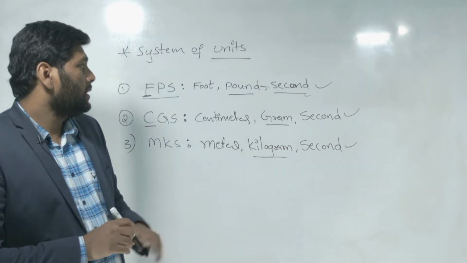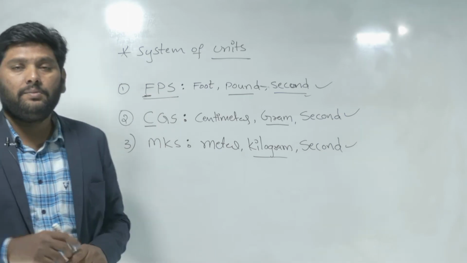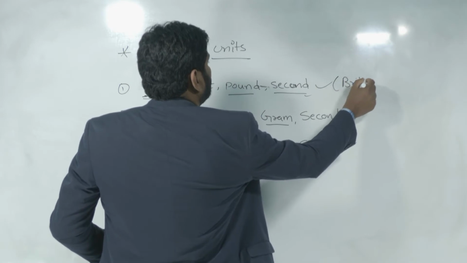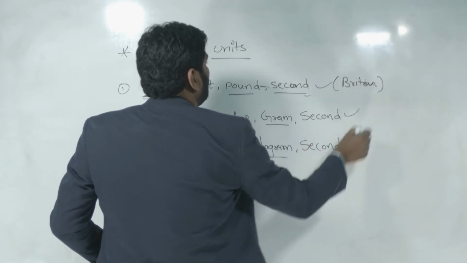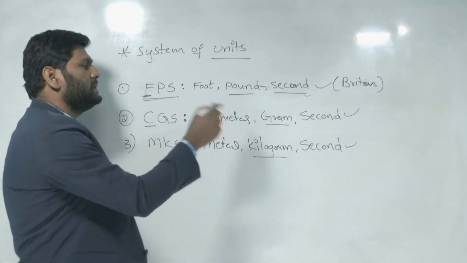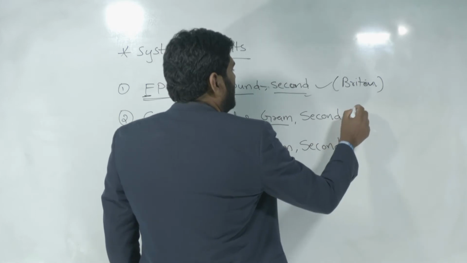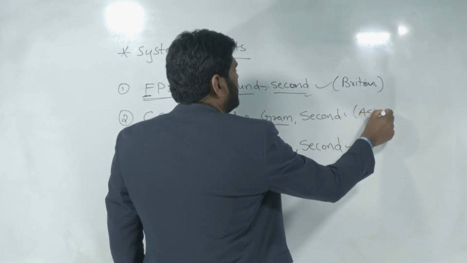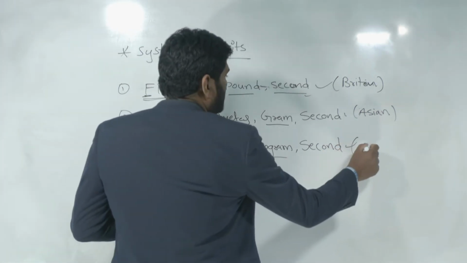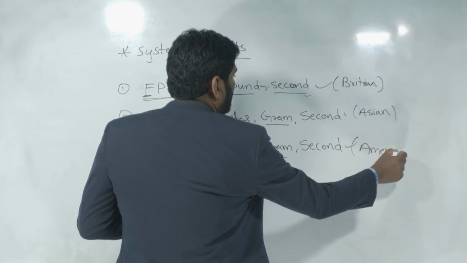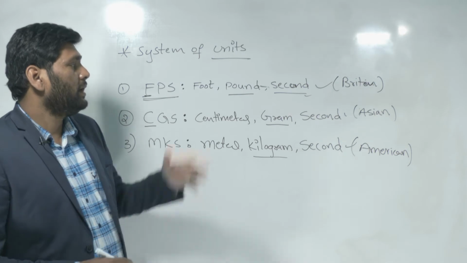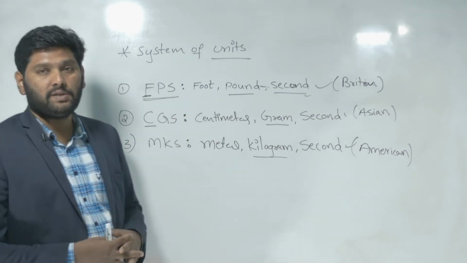But generally, the FPS system is used mostly by Britain people. The CGS system is used by Asian countries. And the MK system is used by American countries. So different countries are using different systems of units.